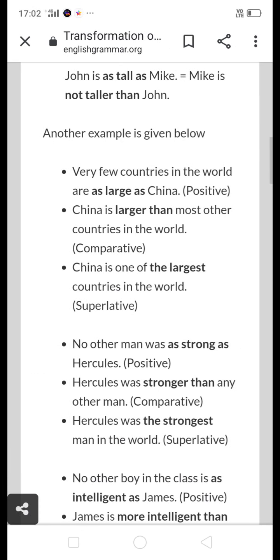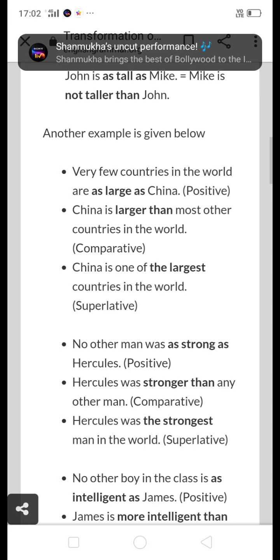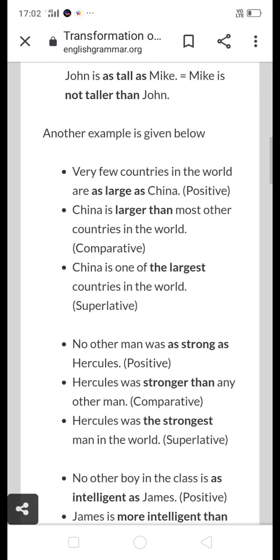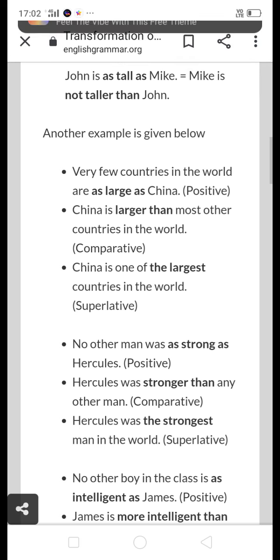You have to write these rules in your notes. Degree of comparison is also related to restricted form and unrestricted form. If there is a restricted form, limited by number, we use 'very few' in the positive degree.